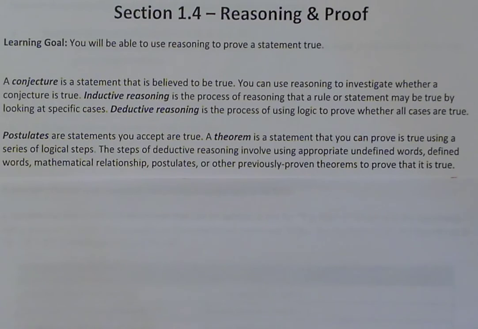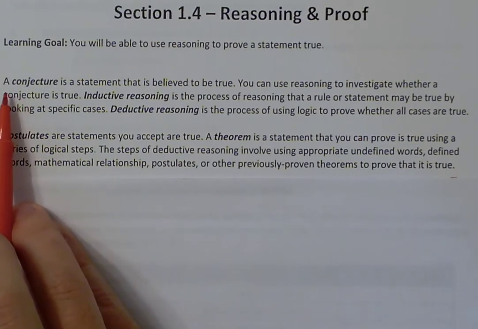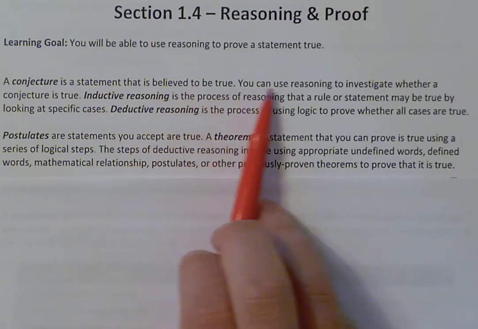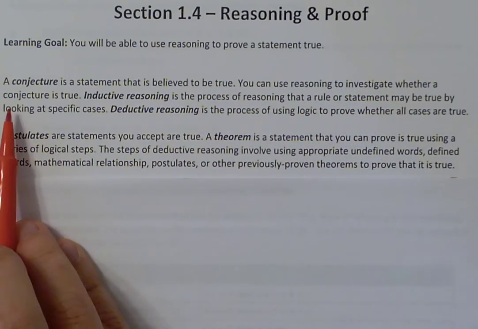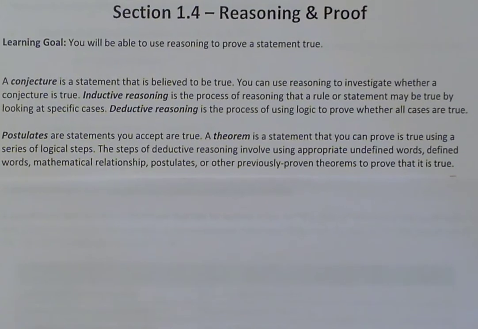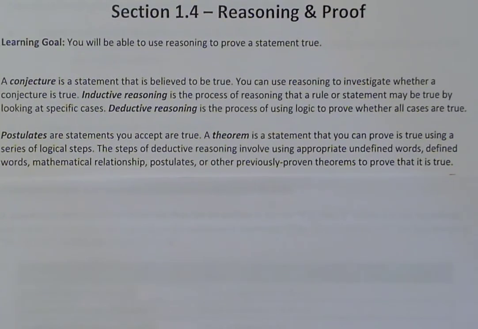First thing we're going to take a look at is a conjecture. So a conjecture is a statement that is believed to be true, and we can use reasoning to investigate whether a conjecture is true. So an example of a conjecture would be something like the idea that every October it is raining and cold. Okay, something I believe to be true, and it's just my statement. Okay, so let's go forward with this idea of thinking that every October is rainy and cold.